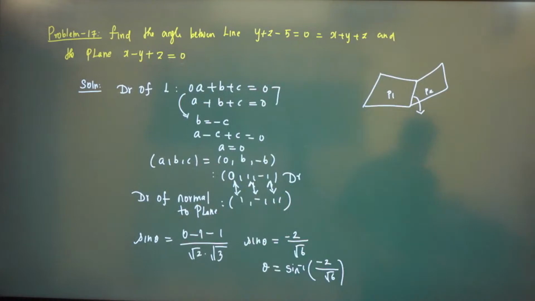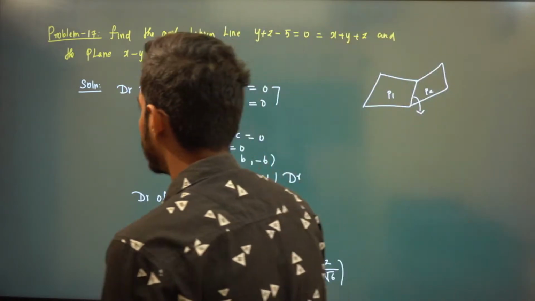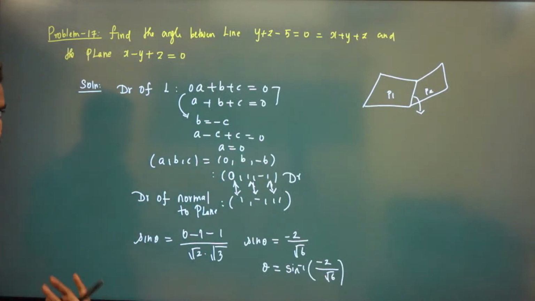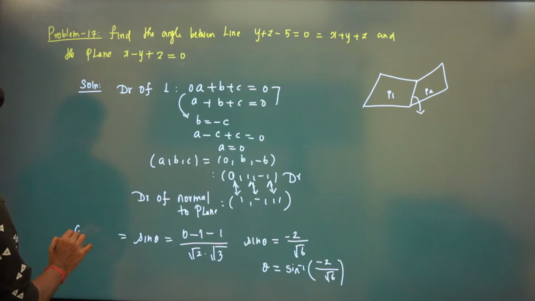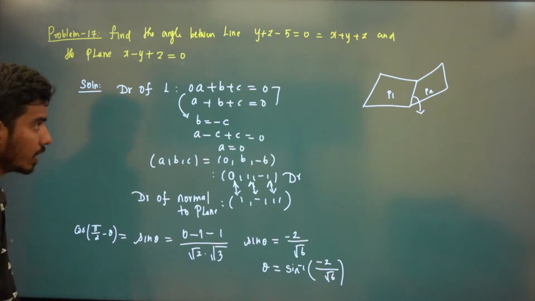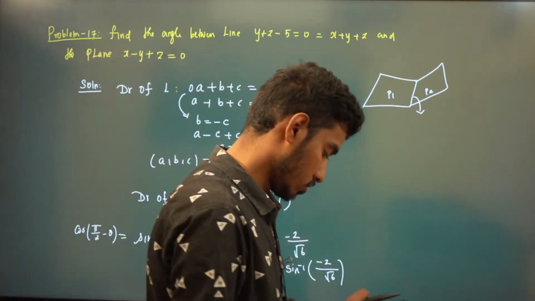Make an important note: the angle between a line and the plane is given by sin theta, not cos theta. It will be cos of pi by 2 minus theta. If you just make a diagram, you will easily come to know why it is cos pi by 2 minus theta instead of cos theta. So cos pi by 2 minus theta is sin theta. That is why we are putting sin theta. Usually you will have cos theta as the angle between them. Here you will have cos pi by 2 minus theta. Okay.